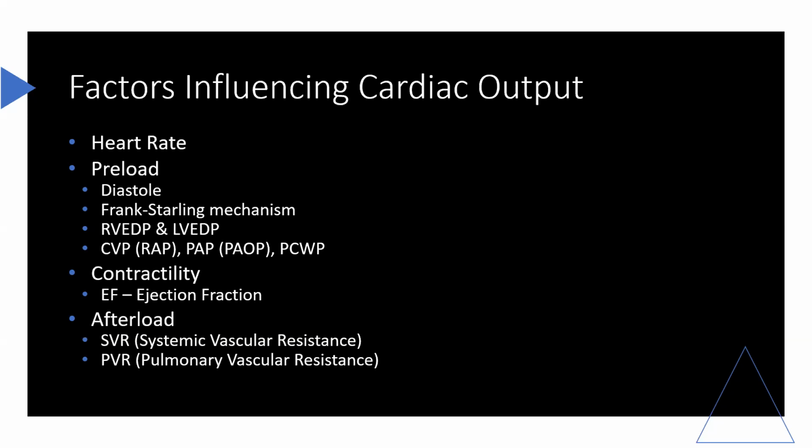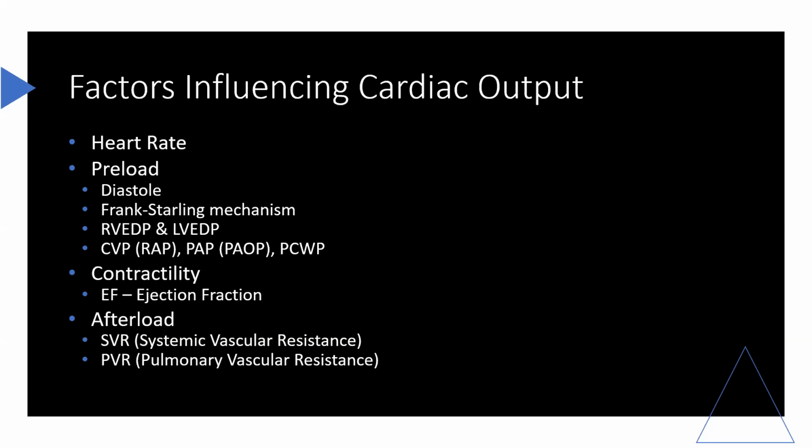Afterload is usually defined as the impedance that the left and right ventricles must overcome to eject blood into the great vessels. Clinically, this impedance is better expressed as systemic and pulmonary vascular resistances. The systemic vascular resistance, or SVR, is used to describe the afterload that the left ventricle must overcome to eject blood into the systemic circulation. The pulmonary vascular resistance, or PVR, reflects the afterload that the right ventricle must overcome to eject blood into the pulmonary circulation.